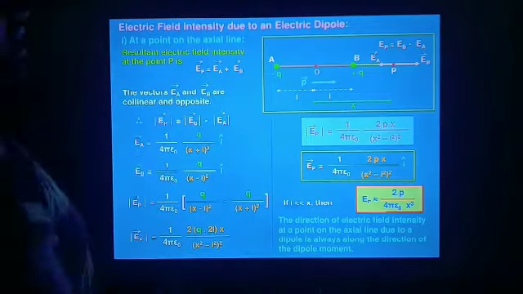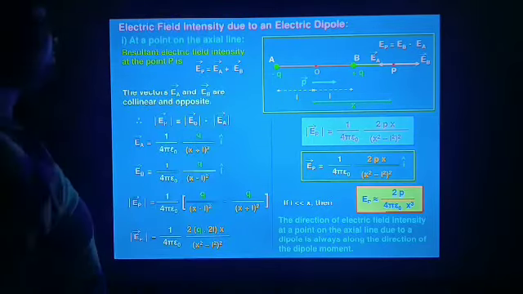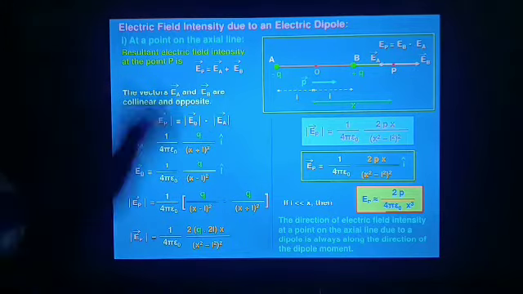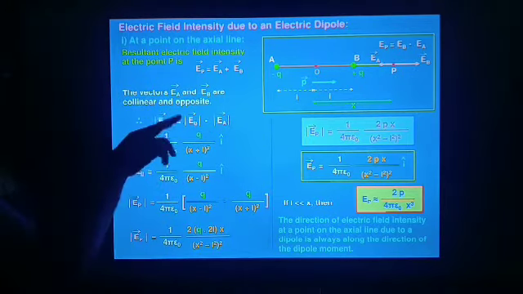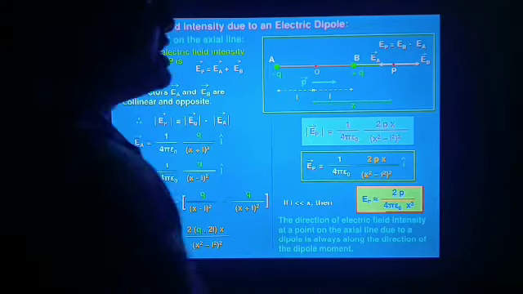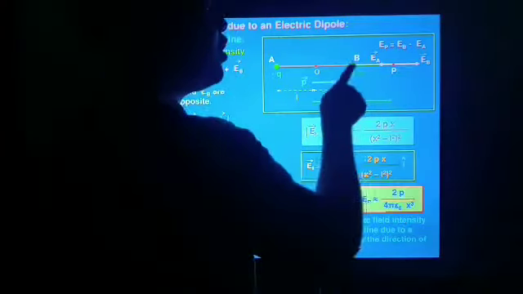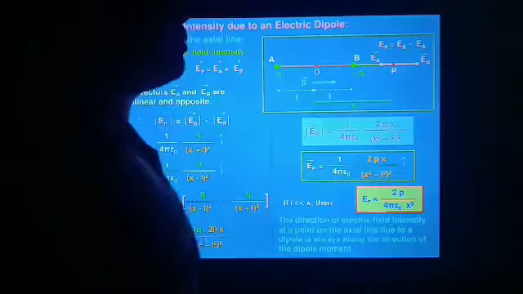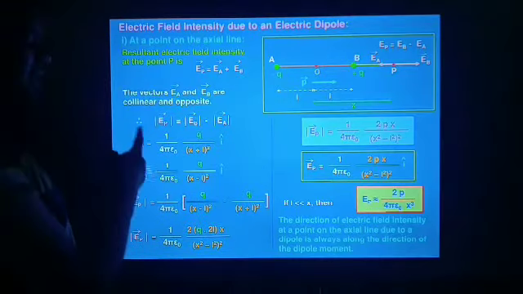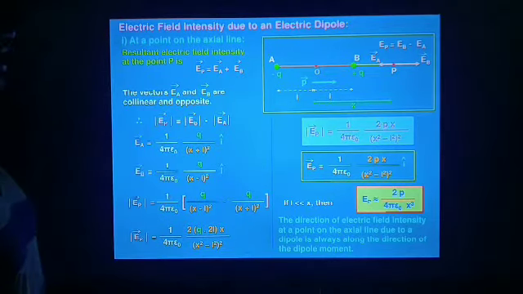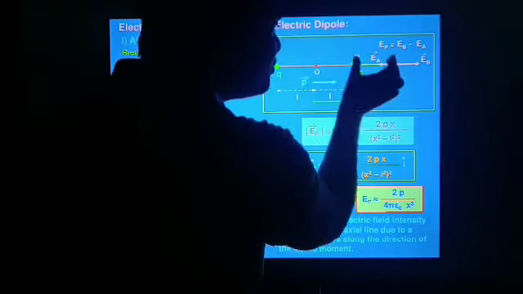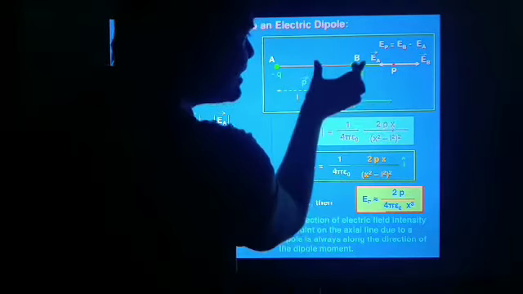So vector EP is equal to vector EA plus vector EB. The vectors EA and EB are collinear and opposite, so EP is equal to the magnitude of EB minus the magnitude of EA. EB will be bigger than EA because this charge is nearer to the point P. Now, what is the value of EA from the formula? EA is equal to 1 upon 4 pi epsilon naught, q upon the distance of this charge from this point.